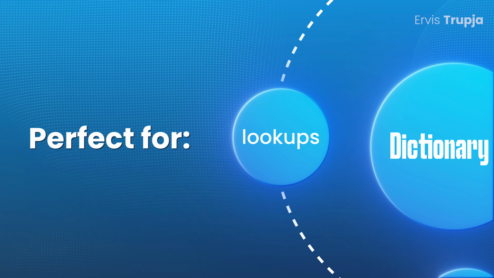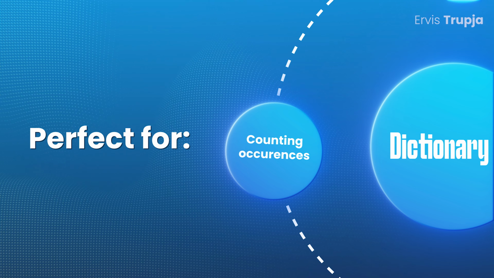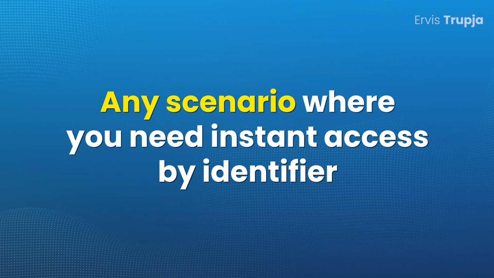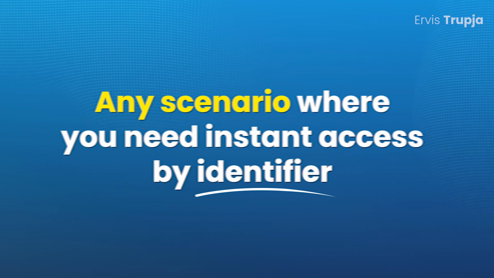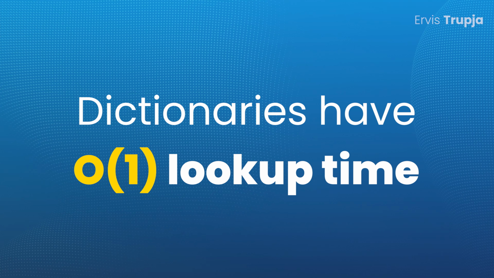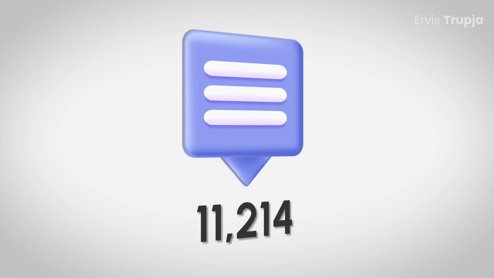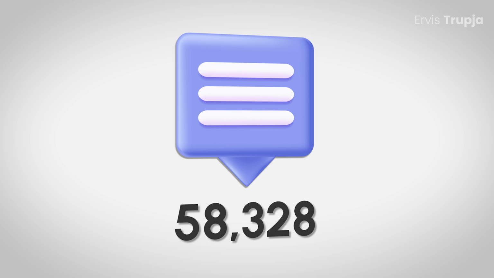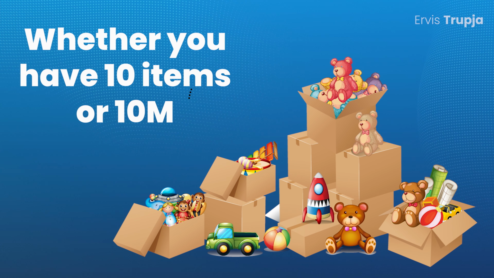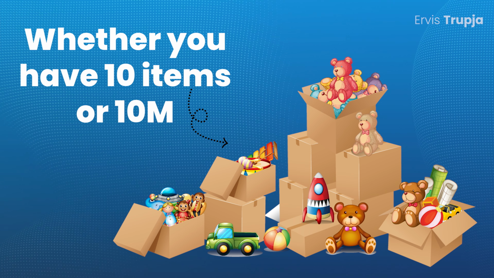Dictionaries are perfect for lookups, caching, counting occurrences, or any scenario where you need instant access by identifier. They have a complexity of O(1) for the lookup time, which means constant time regardless of how many items are stored. This is instant retrieval whether you have 10 items or 10 million.